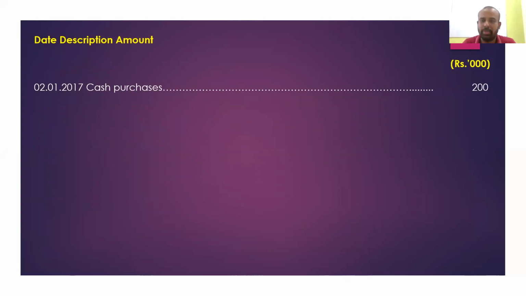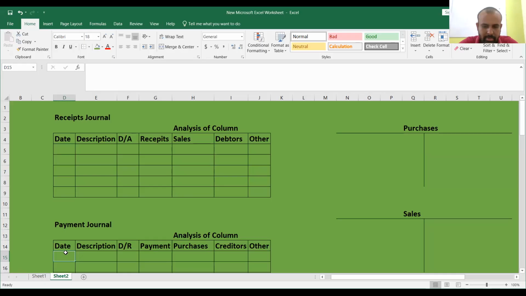Okay, first one is the cash purchases. The cash purchase is supposed to be recorded in the payment journal, right? There was a cash payment at that time, payment journal. January 2nd, purchases. Amount is how much? That is 200. Purchases 200.